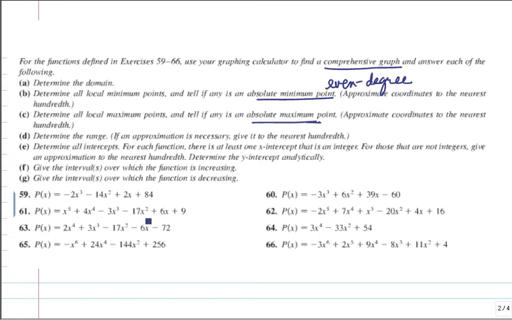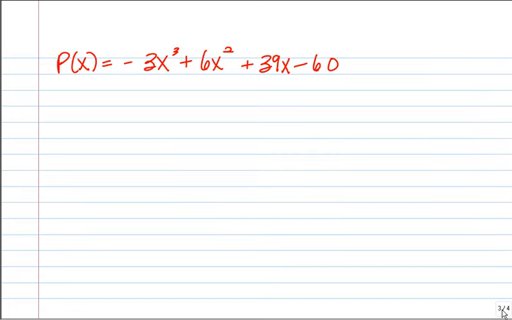In these particular problems that you were given in the book, one of the x-intercepts is an integer, but those are not. You're going to approximate to the nearest hundredth. Determine the y-intercept analytically. That just means plug in 0 for x. And then give the intervals where the function is increasing and decreasing. So let's take a look at how we can go through and do this.